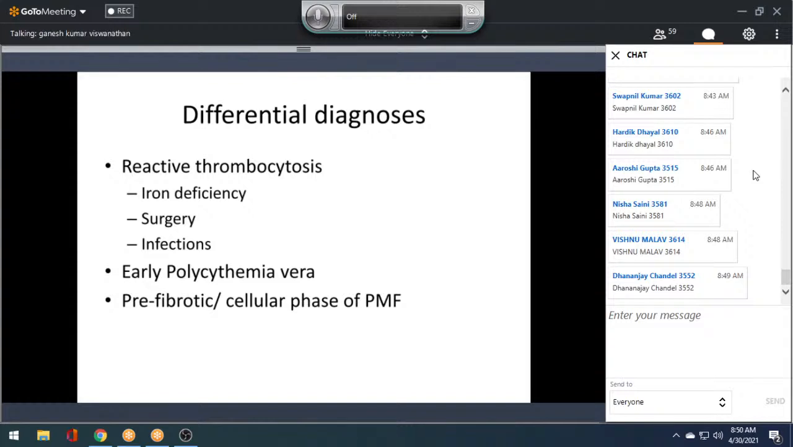Increase in platelet count can also occur in other, benign conditions. This needs to be separated from essential thrombocythemia, which is basically a neoplasm or a cancer. So what are the causes of this reactive thrombocytosis? Iron deficiency, infections, and surgeries. In reactive thrombocytosis, the increase in platelet count is transient, meaning it stays for some time as long as the stimulus is there. After that, it goes back to normal levels.